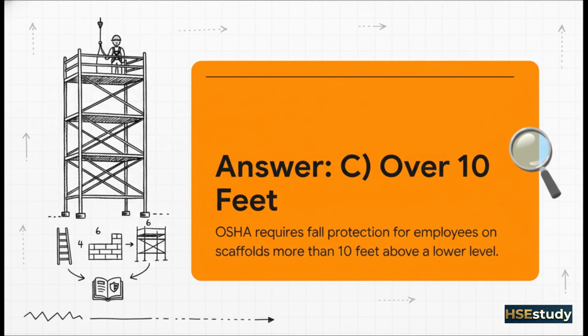The answer is C, over 10 feet. See how specific OSHA gets? It's not a one-size-fits-all rule. We have 4 feet for general industry, 6 feet for general construction, and now 10 feet specifically for scaffolds, according to 29 CFR 1926.451. You gotta memorize that trio: 4, 6, and 10.